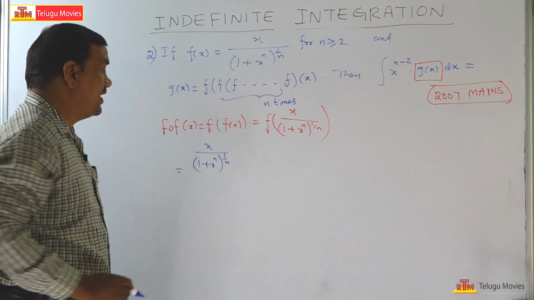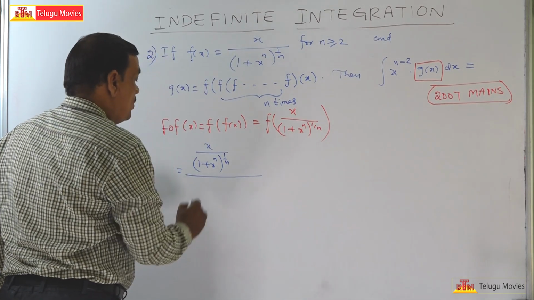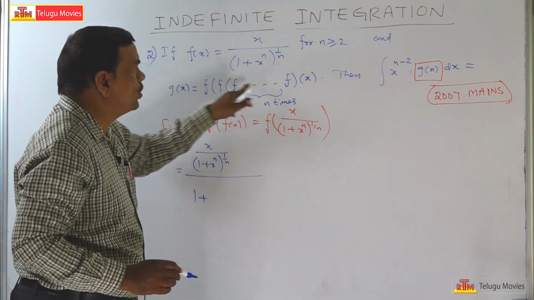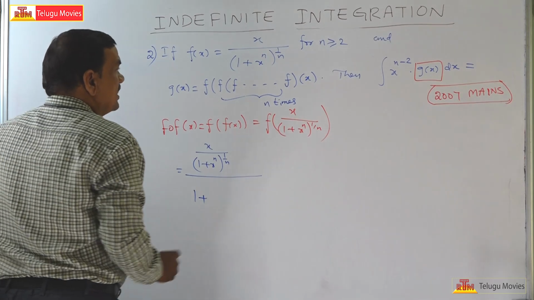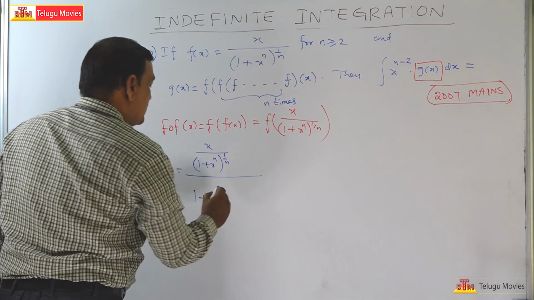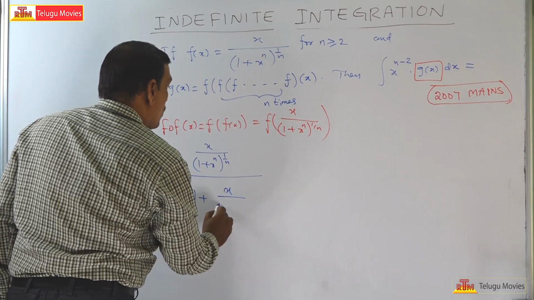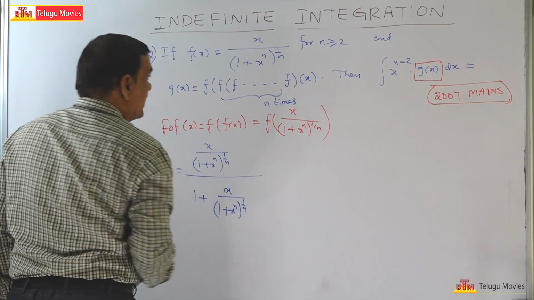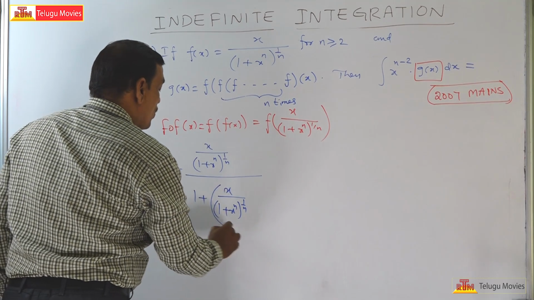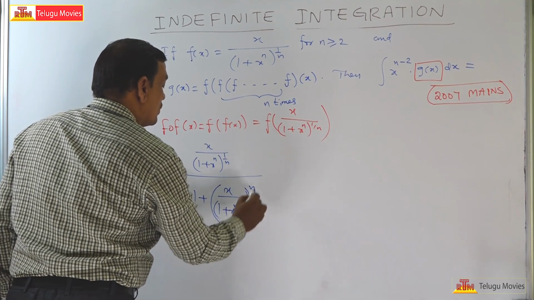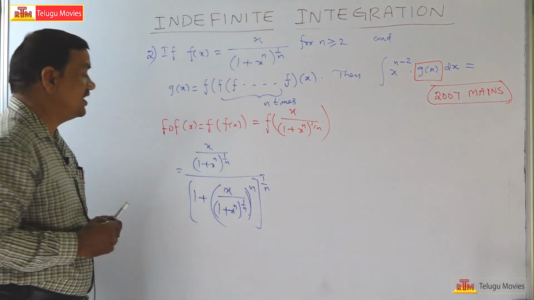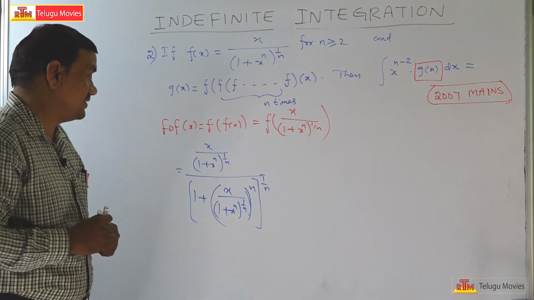In place of x, I have to substitute the total I substituted divided by 1 plus. That means here the whole power n is there. Remember that it is (x by 1 plus x power n) whole power 1 by n. This whole power n is there, whole to the power of 1 by n is there. Understand this step? Okay, very nice.